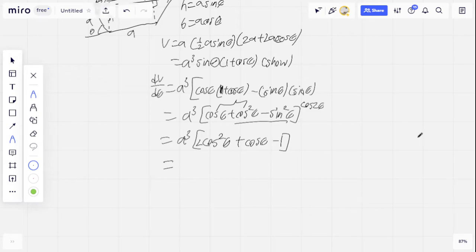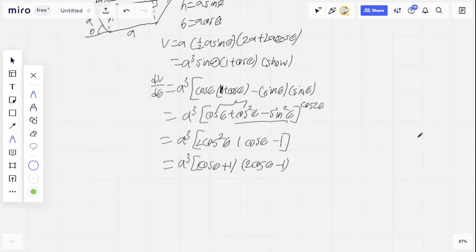Then you factorize it. Simply, cosine theta here is plus 1, and then 2 cosine theta minus 1. How I do it very fast is basically a mix of experimentation. 2 times plus 1 is 2, minus 1 times 1 is minus 1. 2 minus 1 gives us the constant 1 down there.